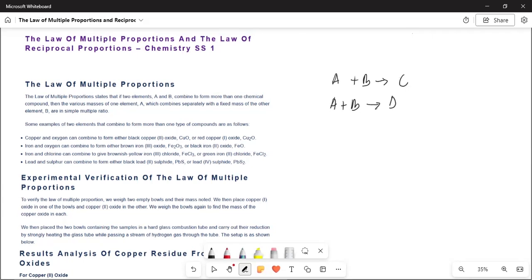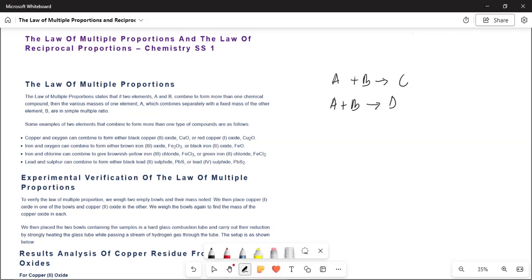Good examples of elements that combine to form more than one compound. We have some examples here. Copper and oxygen can combine sometimes to give copper 2 oxide or copper 1 oxide. These are two elements, copper and oxygen. Depending on the condition of reaction, the reaction may lead to the formation of copper 2 oxide or copper 1 oxide. Also, iron and oxygen can combine to form either iron 3 oxide or black iron 2 oxide.